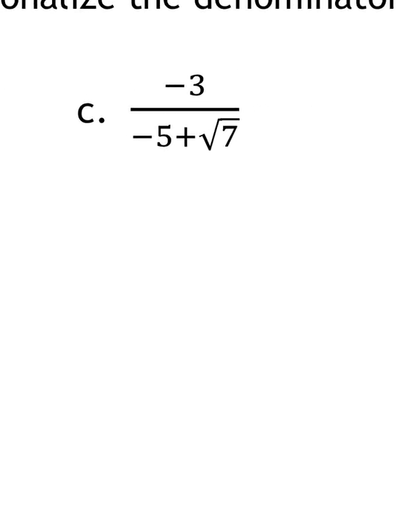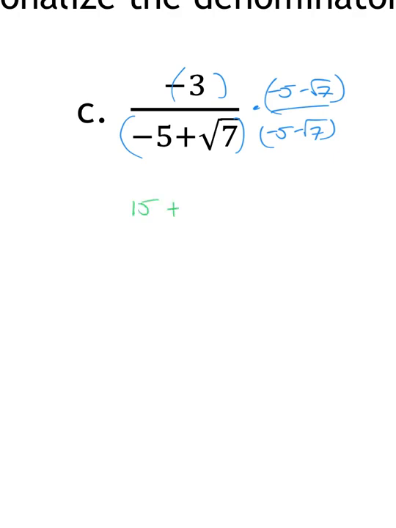All right, last one. I'm going to multiply this one by negative 5 minus the square root of 7 over negative 5 minus the square root of 7, because that is my conjugate. So let's distribute the top. Negative 3 times negative 5 is 15. Negative 3 times negative square root of 7 is positive 3 square roots of 7. Negative 5 times negative 5 is 25. Then I have a positive 5 square roots of 7. Then I have a negative 5 square roots of 7. That's a 7, not a 5. And then I have a minus square root of 49.